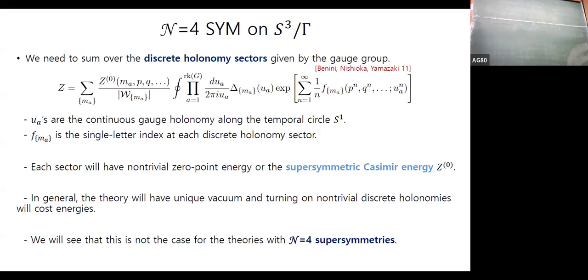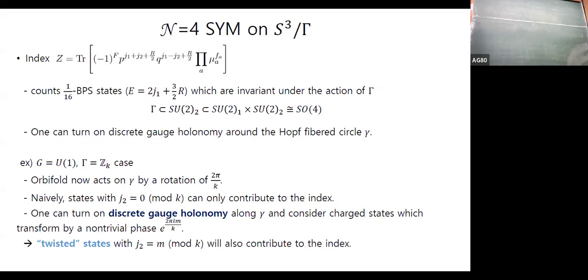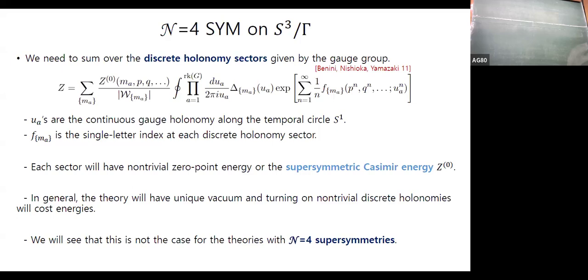Yes, and they all have charge 1. And here you see this prefactor, right? This is nothing but the supersymmetric Casimir energy. So each sector will have non-trivial zero-point energy, introducing the discrete holonomy sectors or the supersymmetric Casimir energy. And in general, the theory will have a unique vacuum, and turning on these non-trivial discrete holonomies will cost energy.